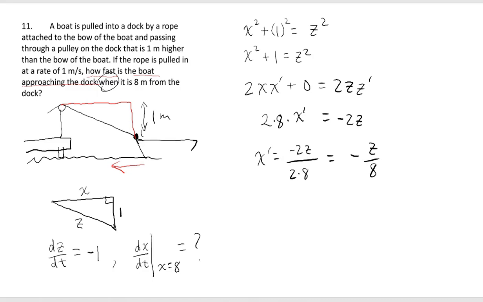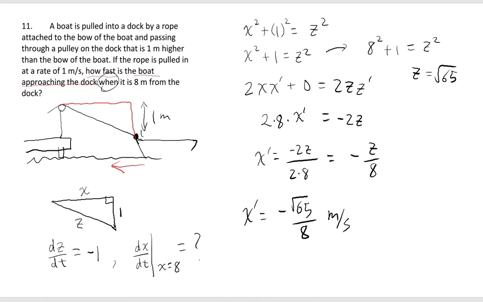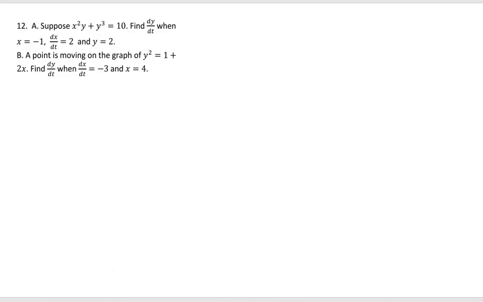And because x is given as 8, we might as well use this same equation to figure out what z is when x is 8. So put 8 into x. 8 squared is 64, so z would be square root of 65. Put that in here, and that's our answer. x prime is negative square root of 65 over 8. And because it's measured in meters per second, the answer is in meters per second.